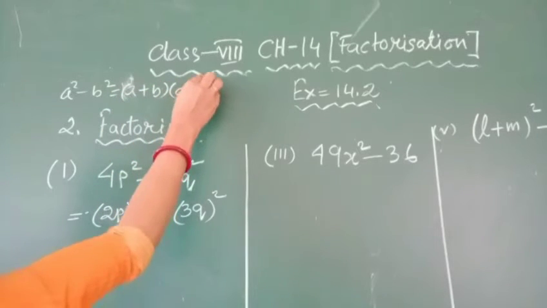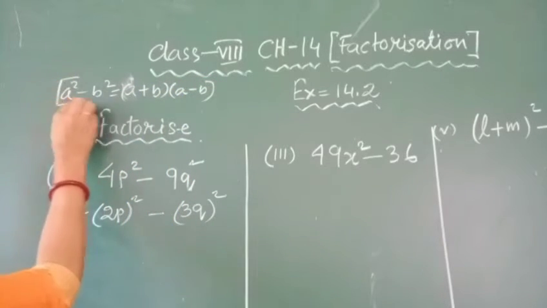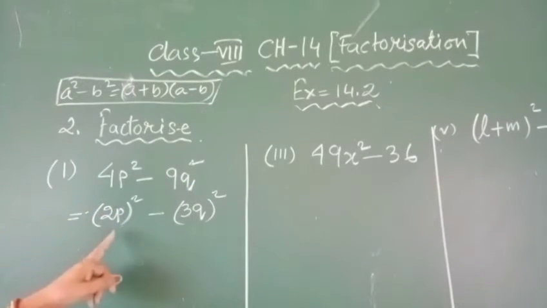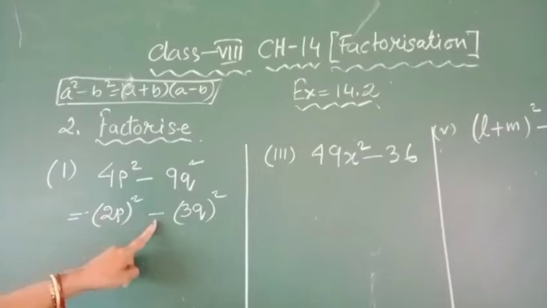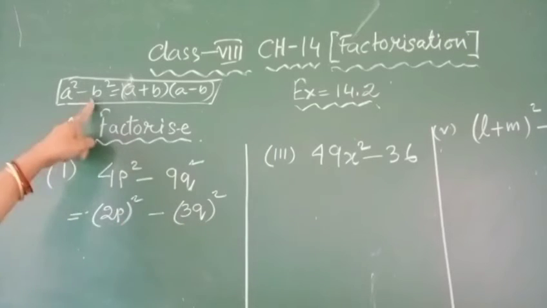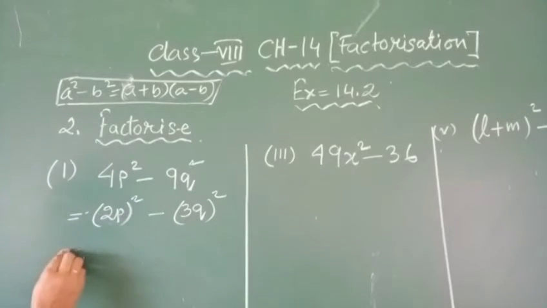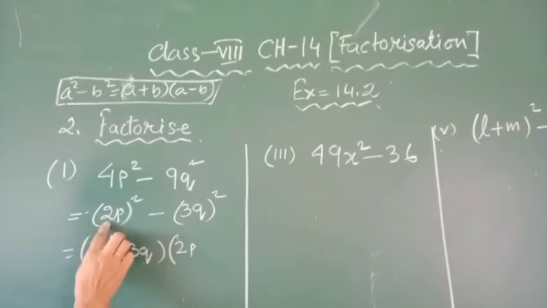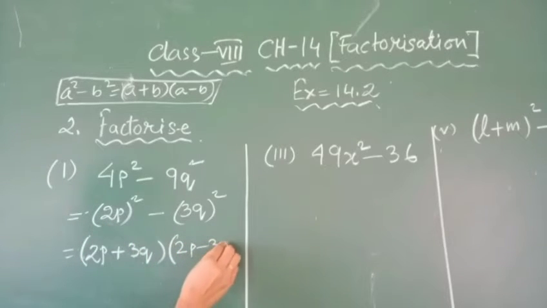We will use this identity. If it fits with this identity, then we can use it. It looks like a square minus b square, so we can write (a plus b) into (a minus b), that is (2p plus 3q) into (2p minus 3q). Understood?